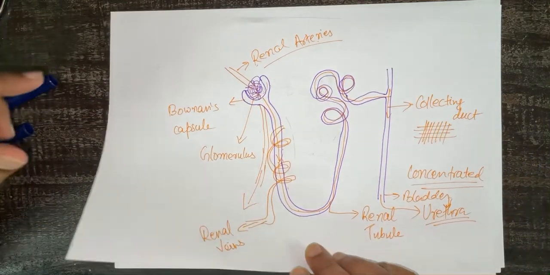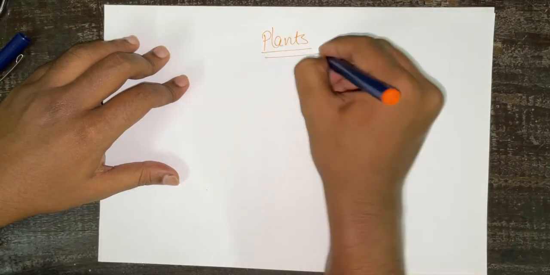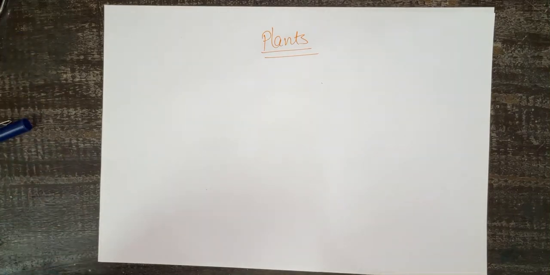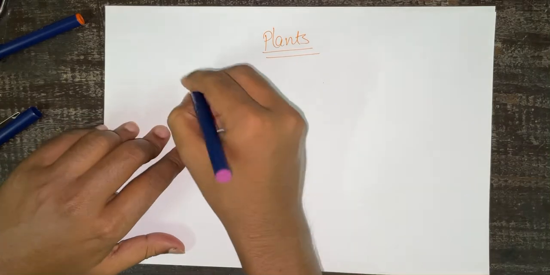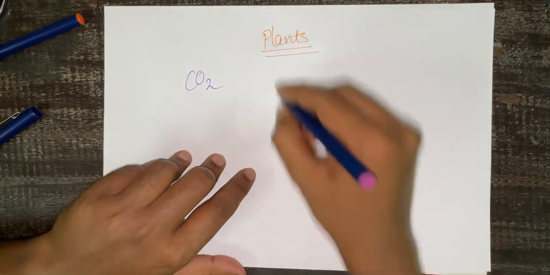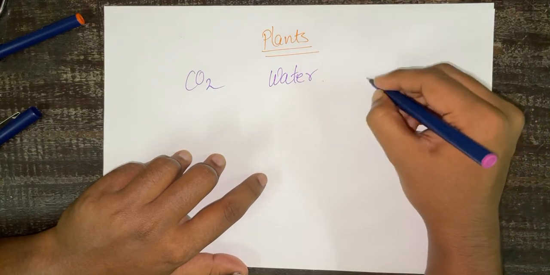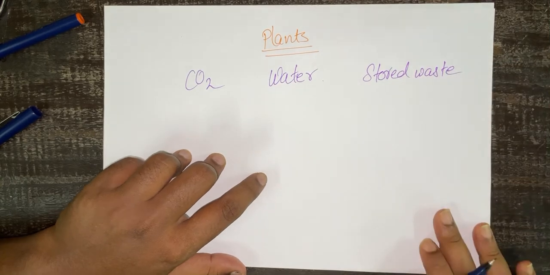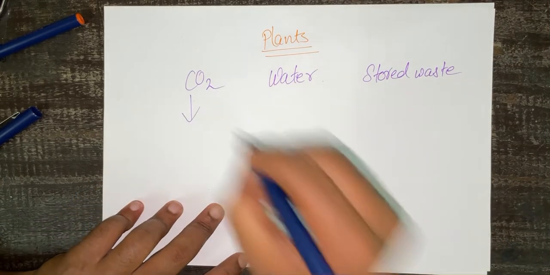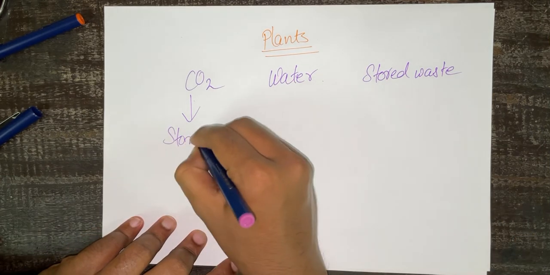Now let us look into our next part, that is excretion in plants. So in case of plants, what happens? For plants, excretion of different components takes place, and some of these components are, for example, carbon dioxide that has to be excreted, excess water that has to be excreted, and some stored food components or stored waste components. So how does the carbon dioxide leave the body? Through stomata, obviously. We know this.